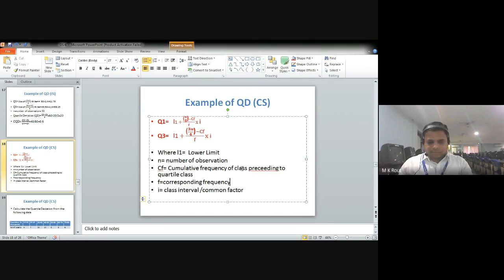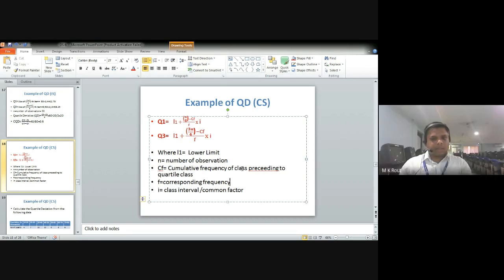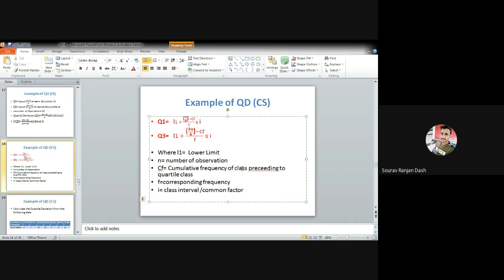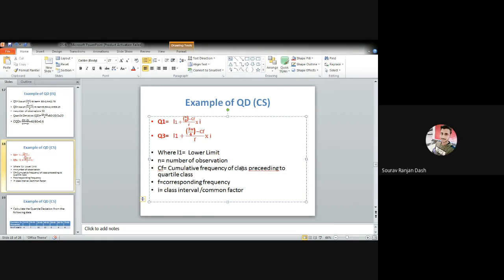Sir, in continuous series, the formula for quartile deviation and coefficient of quartile deviation will remain the same, right? Yes, it will remain the same. After getting Q1 and Q3, it is easy to calculate the coefficient of deviation as well as quartile deviation. The quartile deviation is Q3 minus Q1 divided by 2. The coefficient of quartile deviation equals Q3 minus Q1 divided by Q3 plus Q1. These remain the same. Here n is equal to the summation of frequency, in the individual series as well as the continuous series.